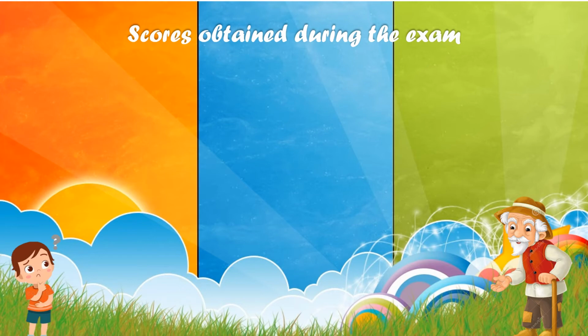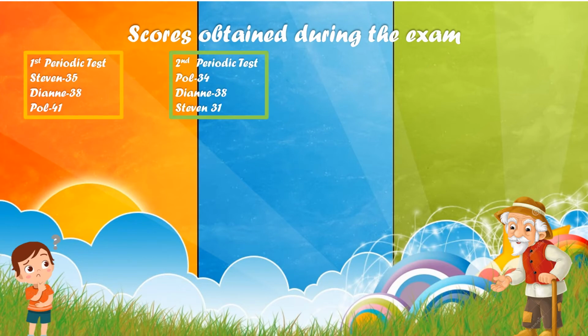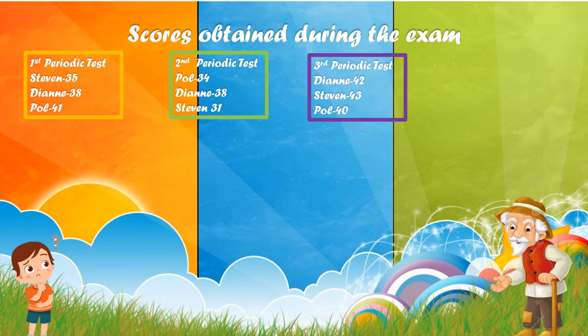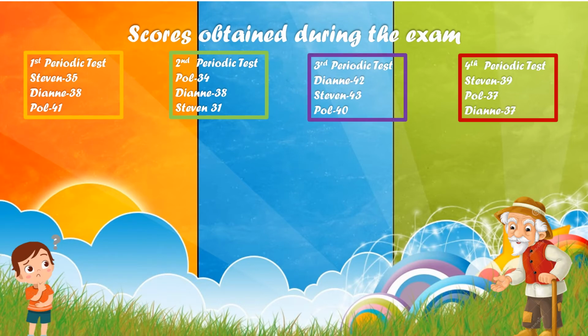Oh, thank you. Here are the scores that we obtained. The first periodic test, second periodic test, third periodic test, and fourth periodic test. It is the scores of my friends, Steven, Diane, and Paul. We have to organize it in a tabular form.